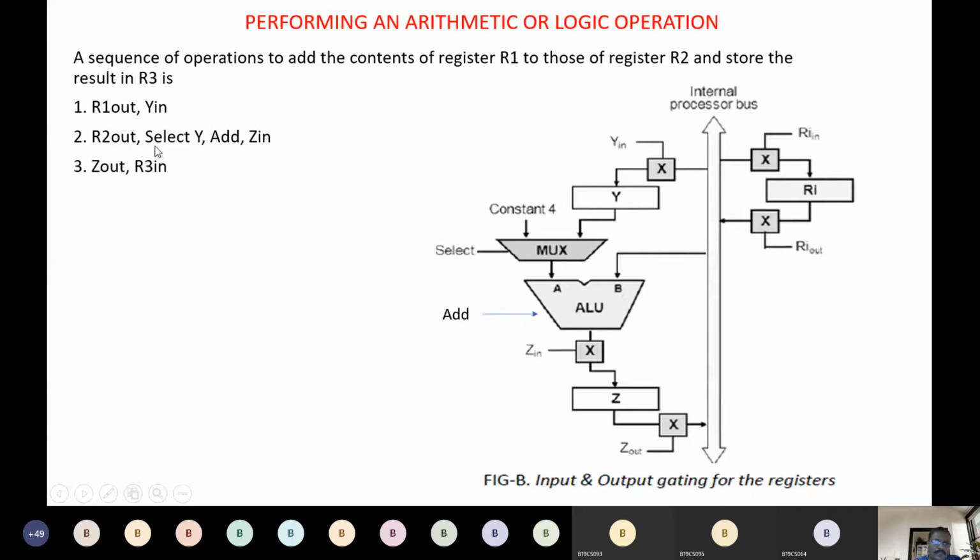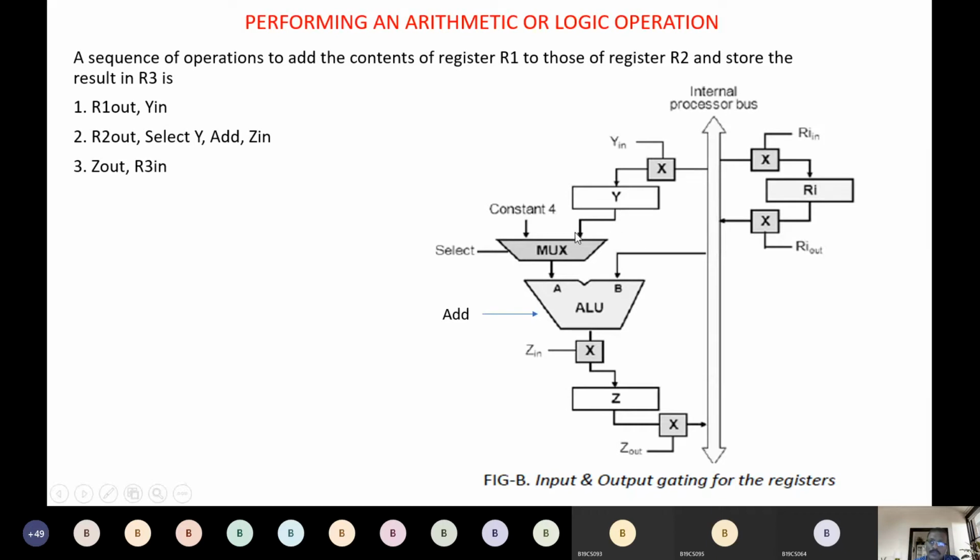Okay, next is select Y. What is select Y? It is a signal for a multiplexer, telling it to select one of its inputs. Specifically, it says to select Y, the value of Y. Out of these two, what do we have? One is the constant 4, and the other is the data from Y. Where do we get this data from Y? Actually, we got it from the R1 register. From R1 to Y we got the data.